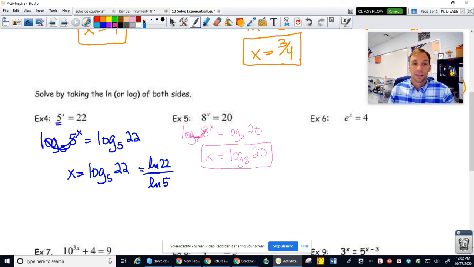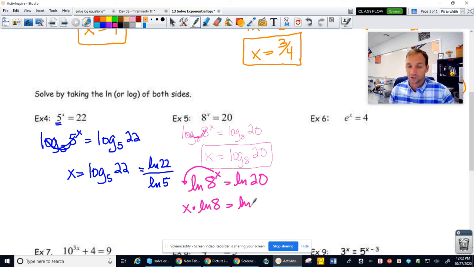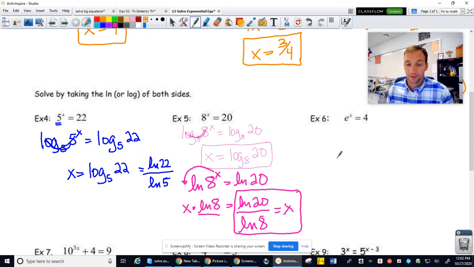Now, the other way is if we just took the natural log of both sides. So the natural log of 8 to the x equals the natural log of 20. We apply that property that brings our exponent to the front. So x times the natural log of 8 equals the natural log of 20. And then we divide. So x would be the natural log of 20 divided by the natural log of 8. Decimalized, it's the same thing.